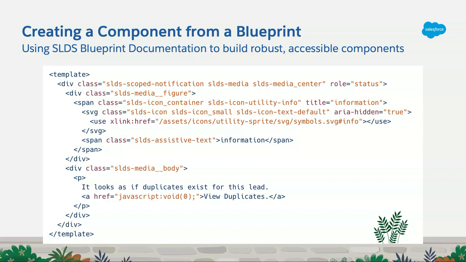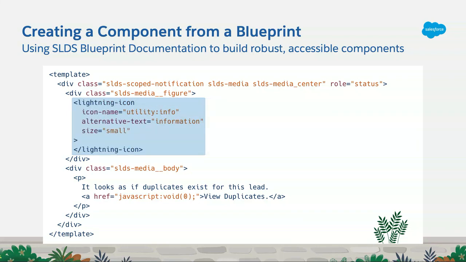Well, now what? So one of the first things we want to look for when we implement a component blueprint are other components that exist within that composition. So we can see here in our scoped notification component, we have an icon. And icon is something that exists as a Lightning base component. So wherever we see things that are other Lightning base components, we should utilize those where we can. So we're going to replace this chunk of code with this.